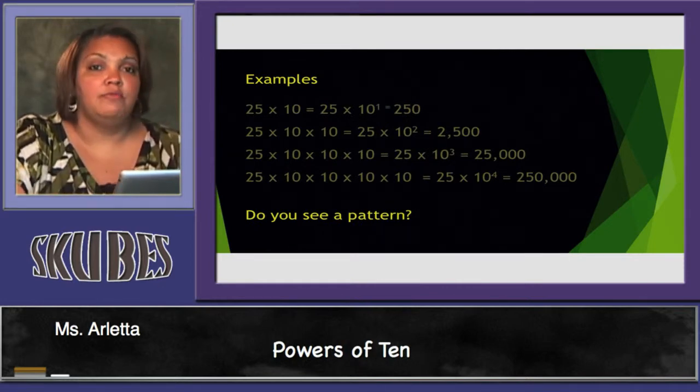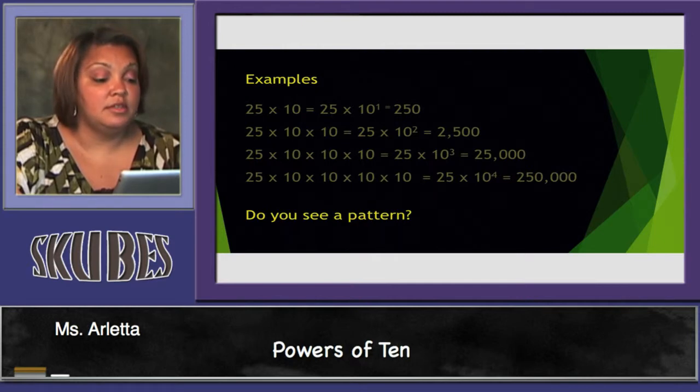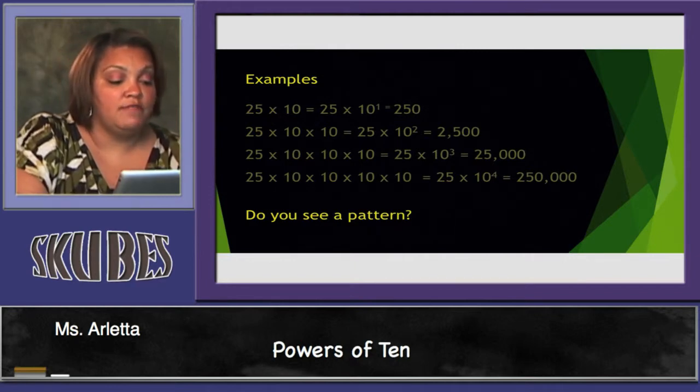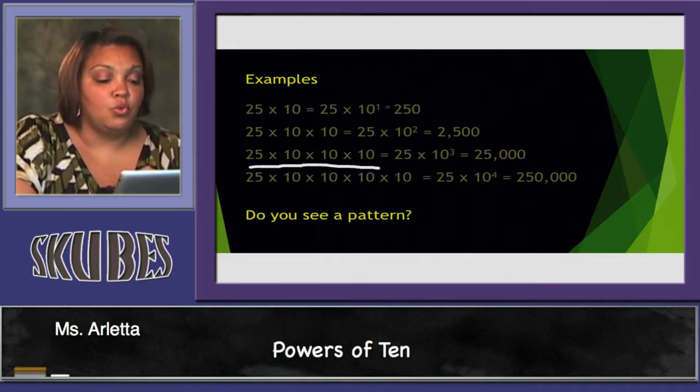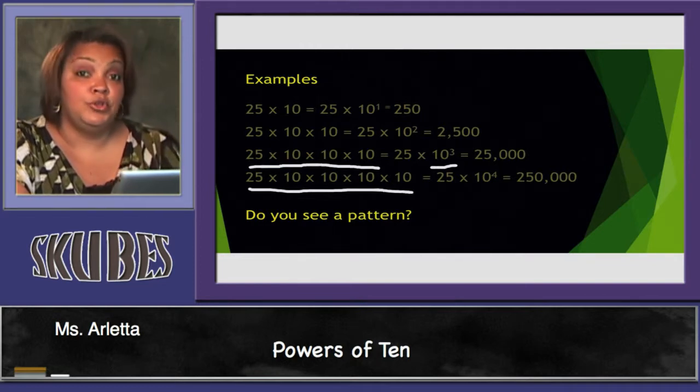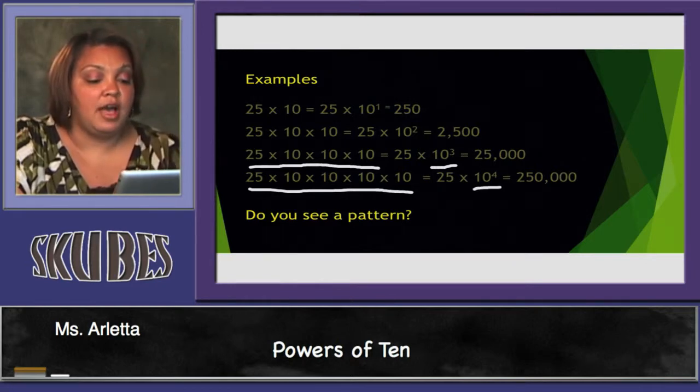For example, you'll have 25 times 10, which is 10 to the first, 25 times 10 times 10, which is the same as 25 times 10 to the second. However many times you multiply by 10 is what your exponent will be. If you notice in the third one, 25 times 10 times 10 times 10, there are 3 10s, so right here is 10 to the third. The same with the last one, 25 times 10 times 10 times 10 times 10. What do you see? You see 4 10s, so you'll see 4 as your exponent, 25 times 10 to the 4.